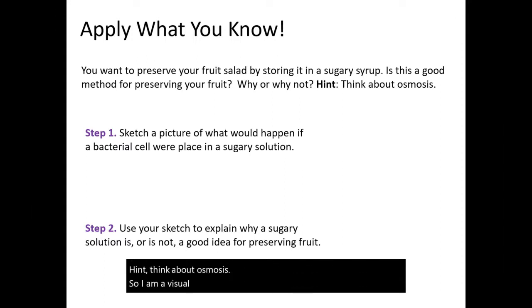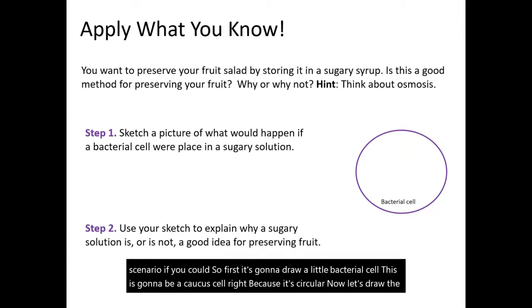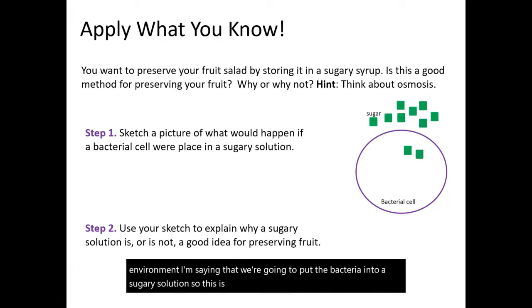So I am a visual person, so I always recommend sketching out the scenario if you could. So first, I'm going to draw a little bacterial cell. This is going to be a coccus cell, right? Because it's circular. Now let's draw the environment. I'm saying that we're going to put the bacteria into a sugary solution. So this is going to be a hypertonic environment because there's more sugar outside the cell than inside. So how you can remember that is if you're hyper, you have a lot more energy than normal, right? So in a hypertonic solution, the solution has more solute than inside the cell, okay?